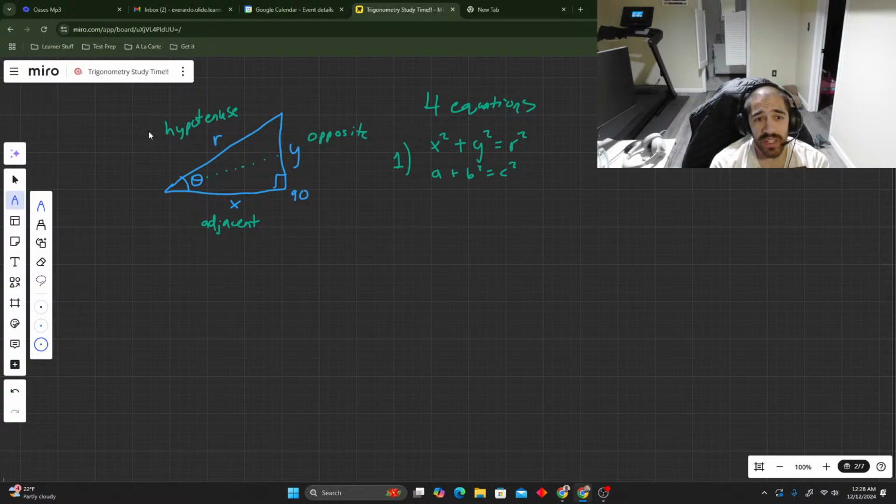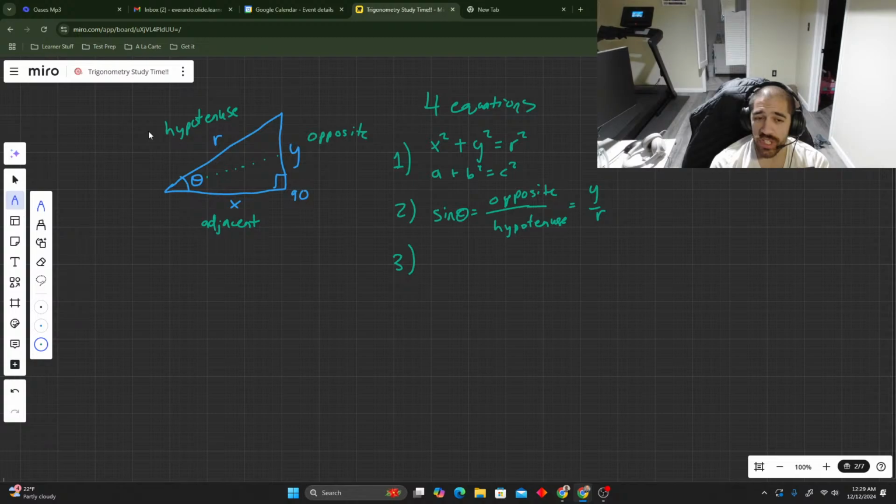The second one is the sine relationship. Sine theta is equal to the opposite leg of this angle, theta, over the hypotenuse, or we'll denote it as y over r. There's a way to kind of remember this, and we'll go over it in a few.